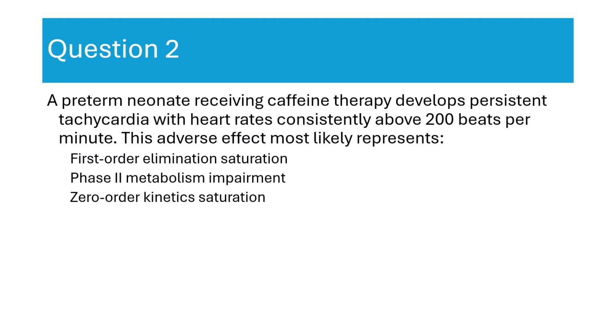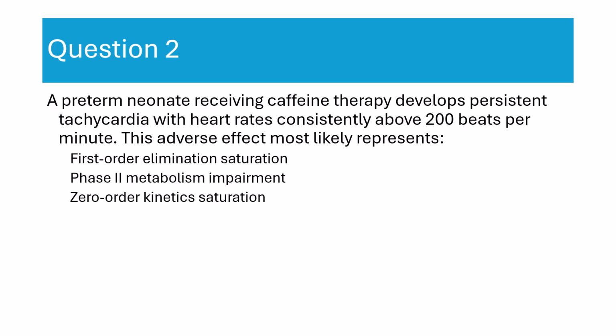A preterm neonate receiving caffeine therapy develops persistent tachycardia, with heart rates consistently above 200 beats per minute. This adverse effect most likely represents: first-order elimination saturation, phase 2 metabolism impairment, or zero-order kinetics saturation. The correct choice is zero-order kinetics saturation. This question is testing your knowledge of drug metabolism patterns and adverse drug reactions.